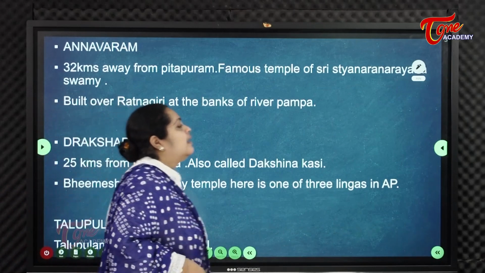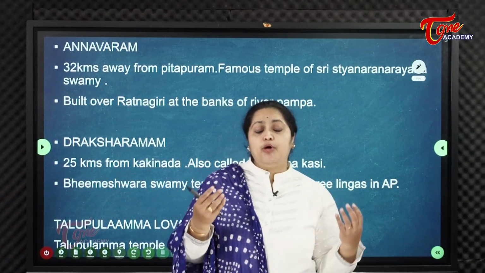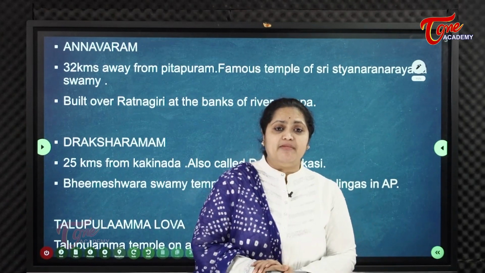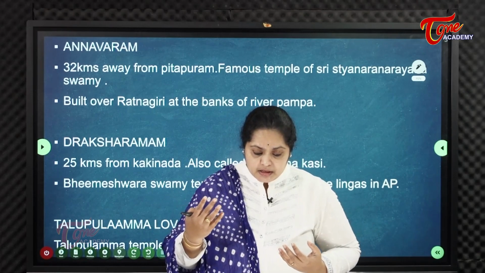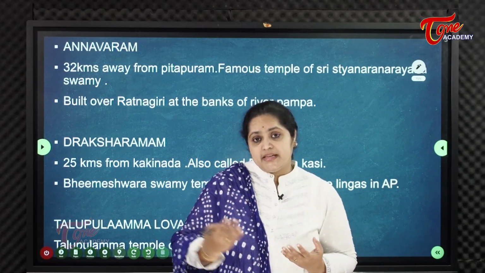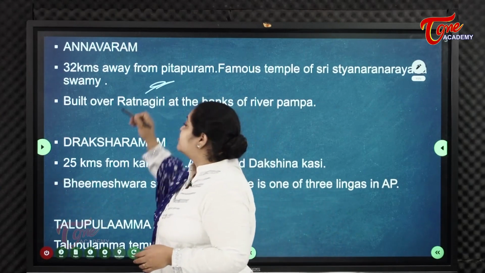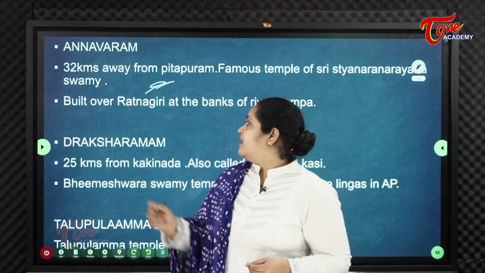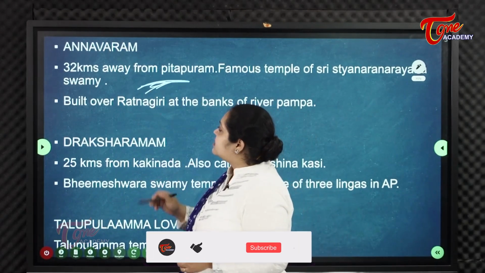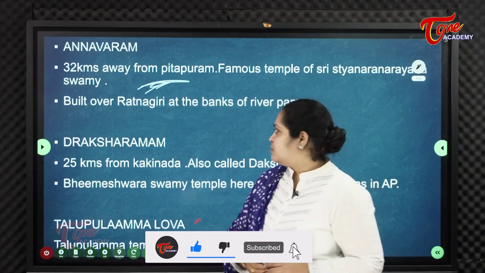Next, Annavaram is a very famous abode of the Sri Satyanarayana Swami temple. Almost every Hindu in Andhra Pradesh visits Annavaram at least once in their lifetime. The Annavaram Satyanarayana Swami temple is 32 kilometers from Pithapuram, and it is also near Kakinada.